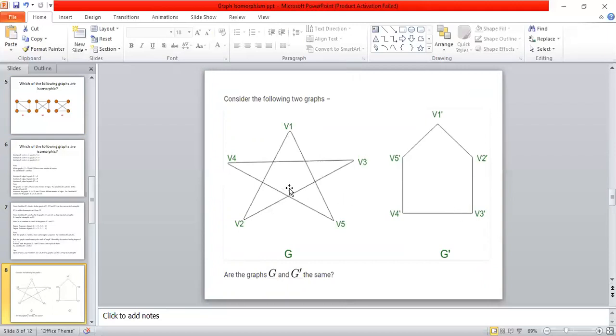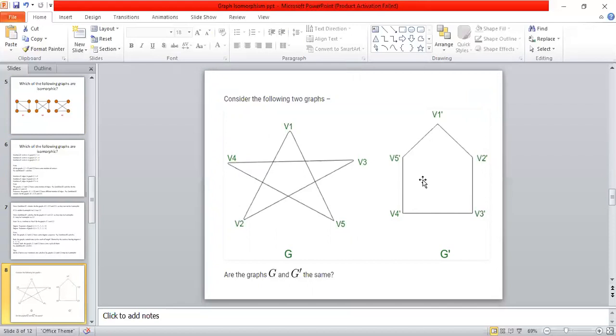Both the graphs, graph G and graph G dash, are having same number of vertices. Next, go for the edges. 1, 2, 3, 4, 5. This graph is having 5 edges. 1, 2, 3, 4, 5. This graph is also having 5 edges. Both the graphs are having equal number of edges. Condition 2 also satisfied.